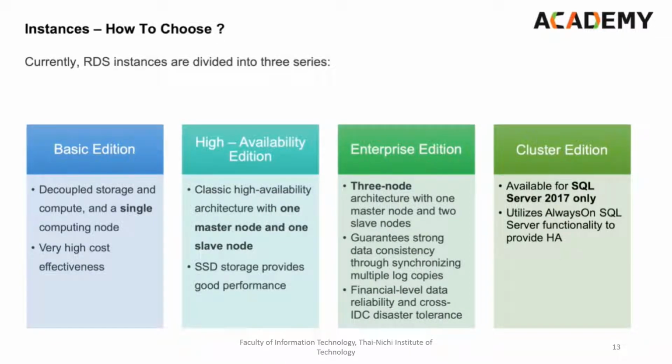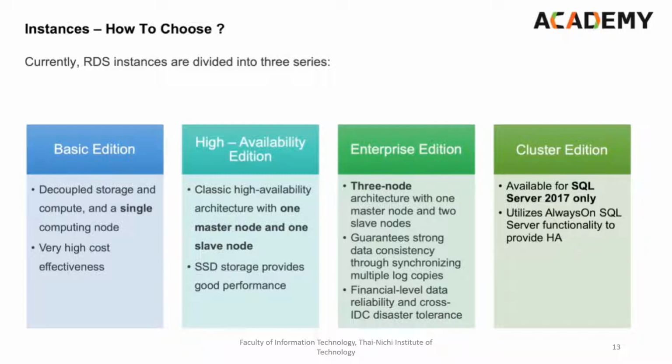Now we have different types of RDS instances. We have 4 different editions: the basic edition, high availability edition, enterprise edition, and cluster edition. A basic edition has only one node, which has one RDS instance. It has a very high cost effectiveness, and just to know how RDS works, we can go for this basic edition. But for maintaining an application, this is not highly recommended. It has decoupled storage and compute and a single computing node. It has a very high cost effectiveness.